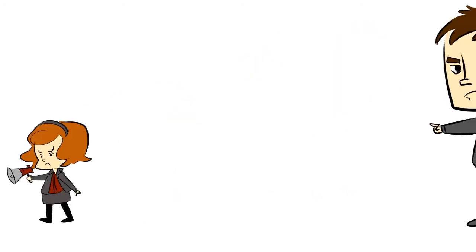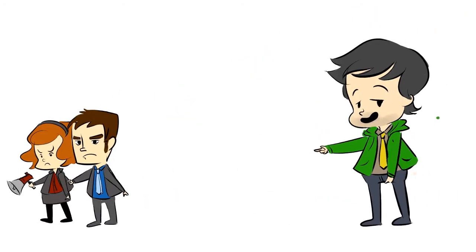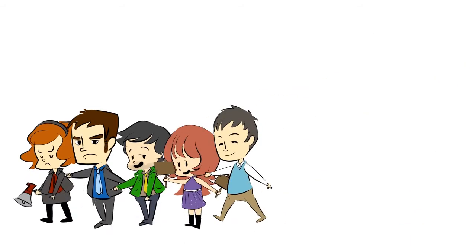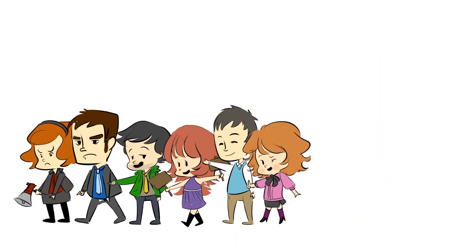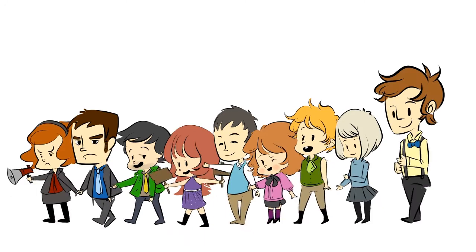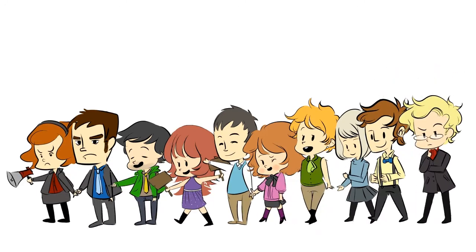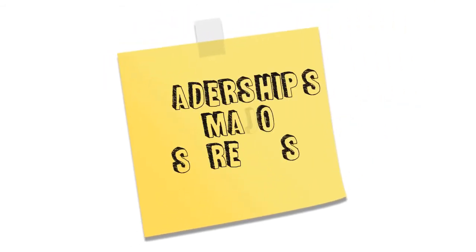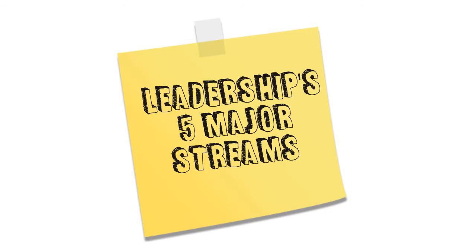Some of them are dubbed as autocrats, bureaucrats, the laissez-faire, team leaders, servant leaders, charismatic, visionary, transactional, transformational, strategic, among others. Leadership could be categorized into five major streams, each having its own distinct approach on how leadership is applied.